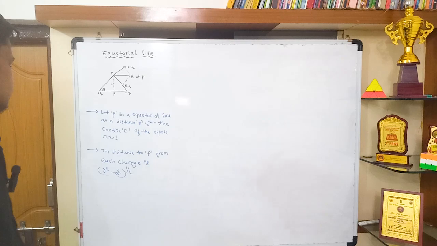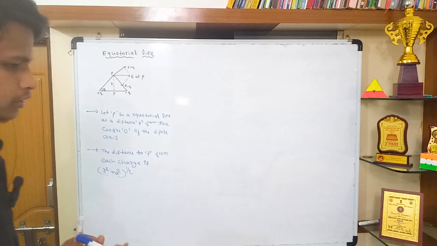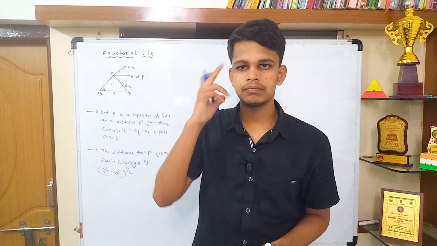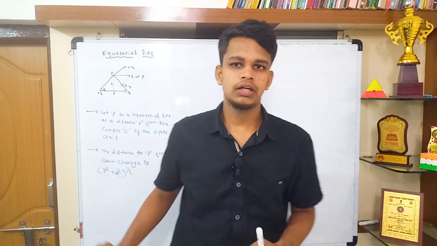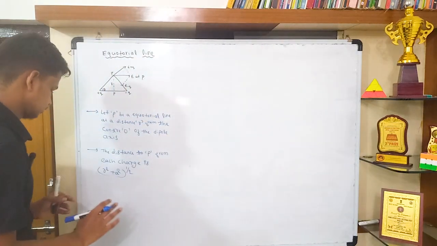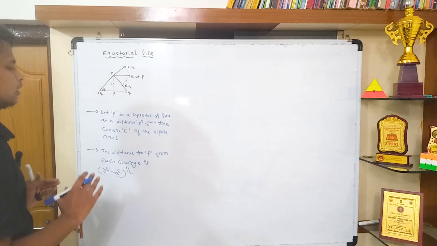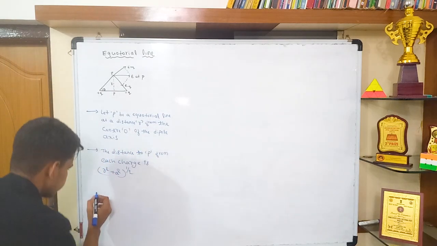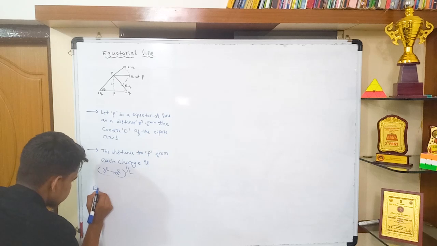This is the second statement. This is a very easy and very simple statement. You can directly remember it and write it. After that, let us move to the next point. We have to find now the electric field due to plus q charge at P. So write that now.